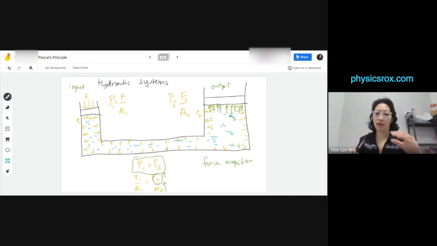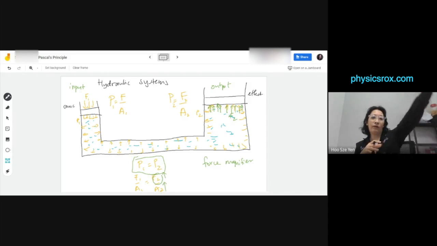Because what happens is, when we exert a force on the smaller piston, that creates a pressure. Whatever happens here, this is the cause and effect. What we create at the cause will make the effect change. Whatever happens to the effect area doesn't affect the cause. Does that make sense?